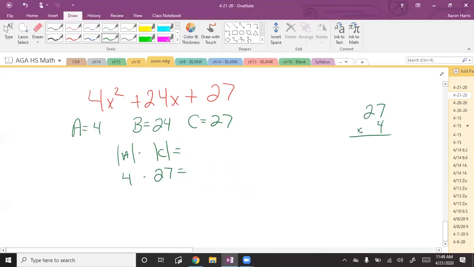What is 4 times 27? Stop using calculators. I'm dead. It's 108. It's what? Aiden, turn your zoomer off.